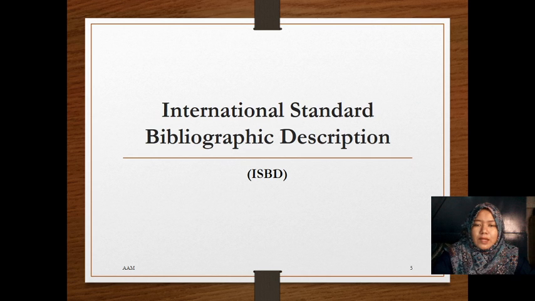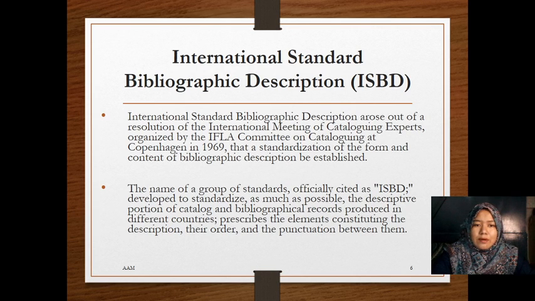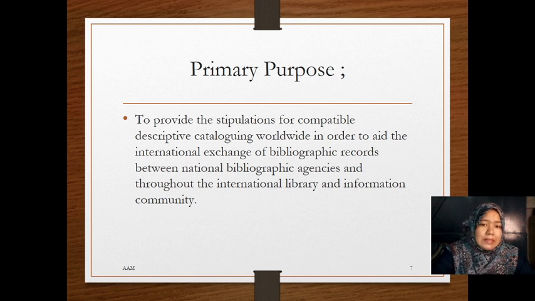So we look at ISBD, the International Standard Bibliographic Description. ISBD arose out of a resolution of the International Meeting of Cataloging Experts organized by the IFLA Committee on Cataloging at Copenhagen in 1969, that a standardization of the form and content of bibliographic description be established. The name of the group of standards is officially cited as ISBD, developed to standardize as much as possible the descriptive portion of catalog and bibliographical records produced in different countries, prescribing the elements constituting the description, their order and the punctuation between them. The primary purpose is to provide the stipulation for compatible descriptive cataloging worldwide in order to aid the international exchange of bibliographic records.